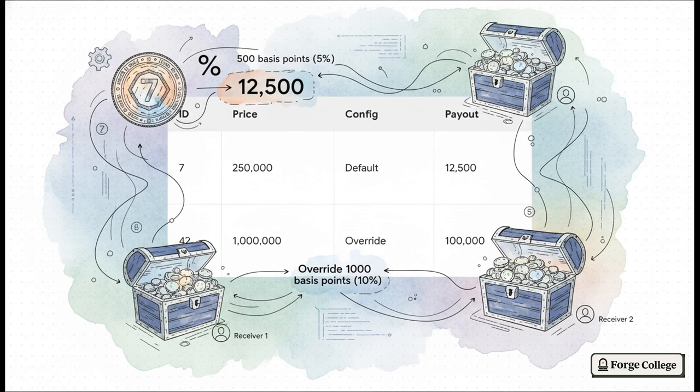Now look at the bottom row. Token ID 42 sells for a cool $1 million, but this one hits our mapping for an override of 1,000 basis points, which is 10%. That results in a super clean $100,000 payout to receiver 2. This proves, without a doubt, that our adapter perfectly translates raw sale prices into exact, precise payouts.